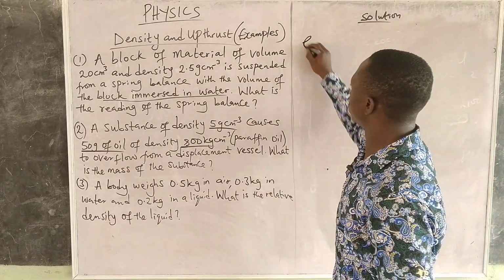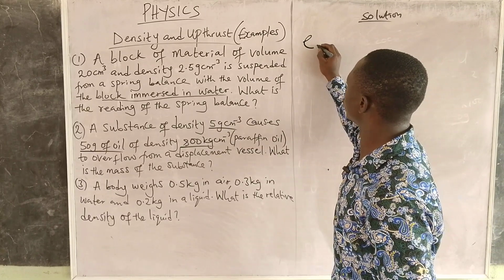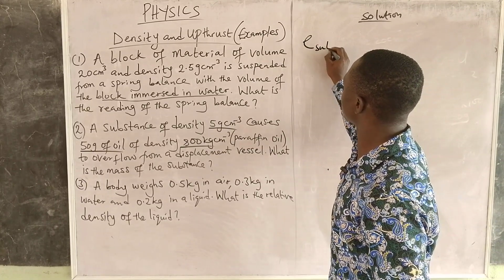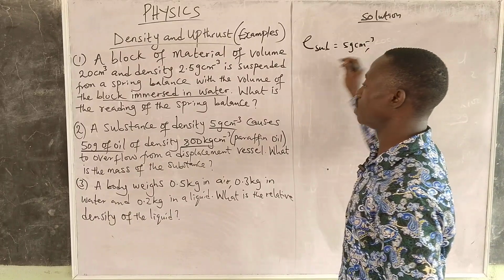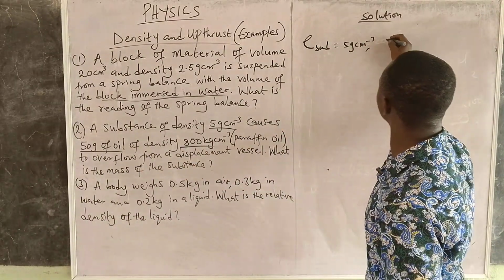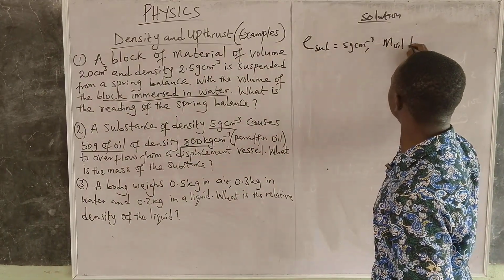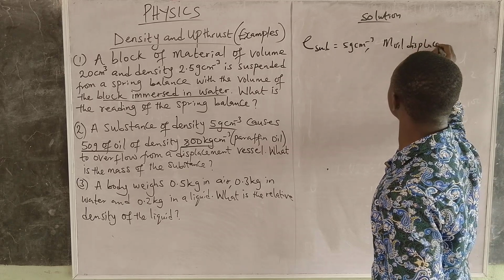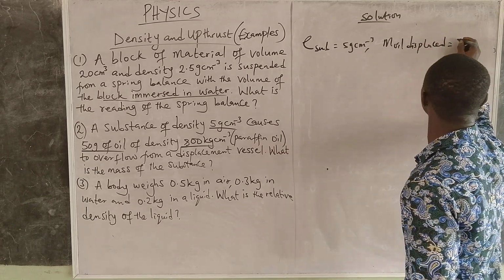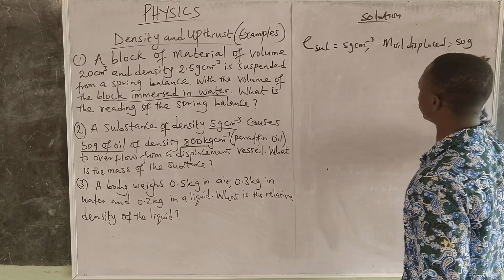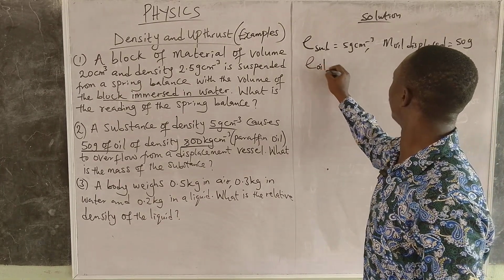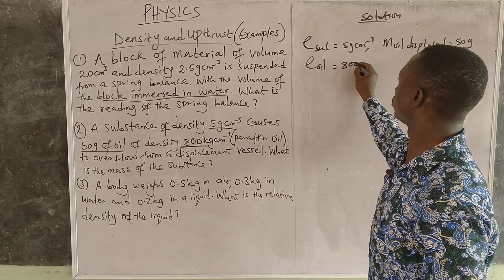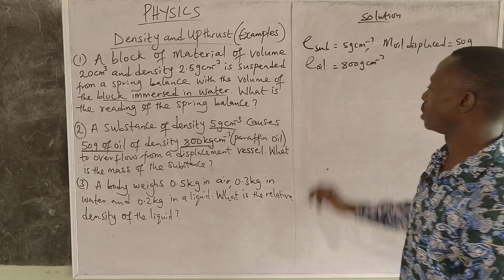So, let's interpret what we have there. Density of substance is equal to 5 grams per cm cube. Then the mass of oil displaced is 50 grams. Now, the density of oil is 800 grams per cm cube.